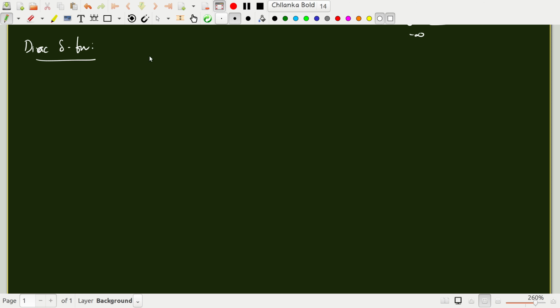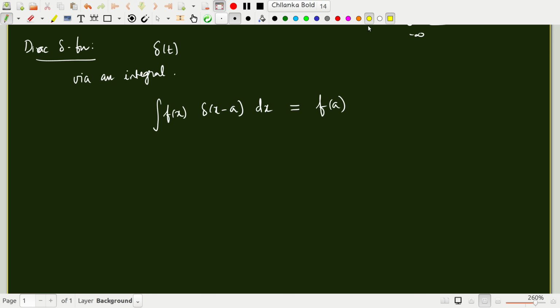The Dirac delta function is denoted by the symbol delta of t, and it is defined via an integral. It is not a regular function, it is only defined through an integral. Suppose I have the integral of f of x times delta of x minus a dx. This turns out to be f of a. Now what is the meaning of this?